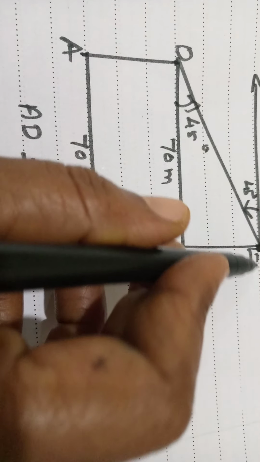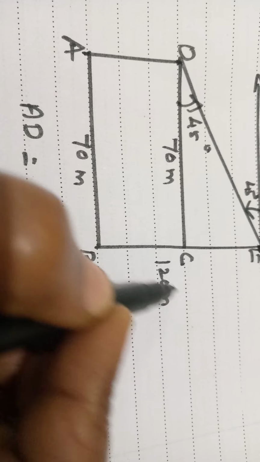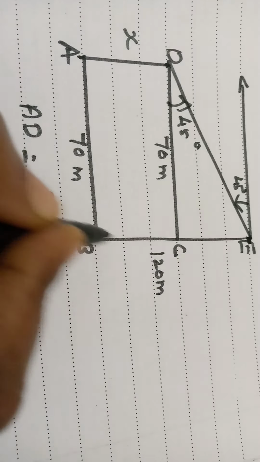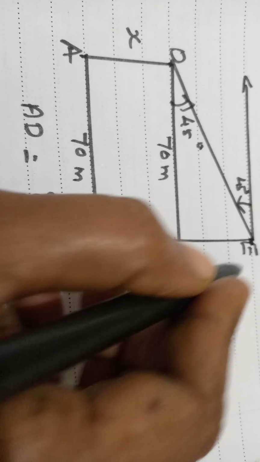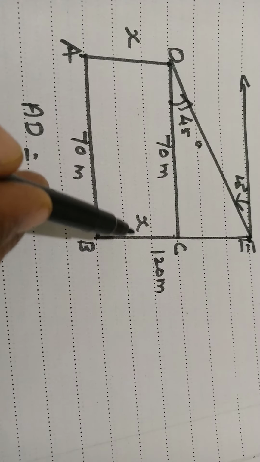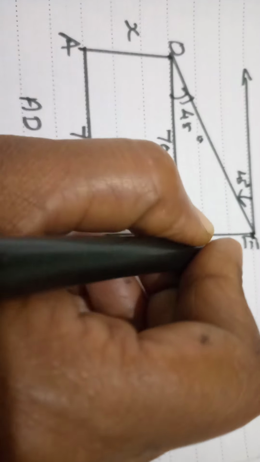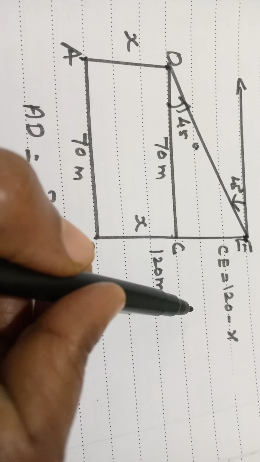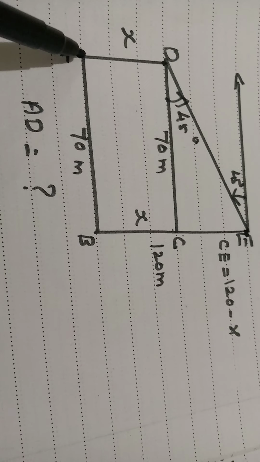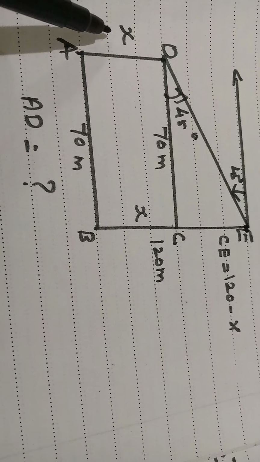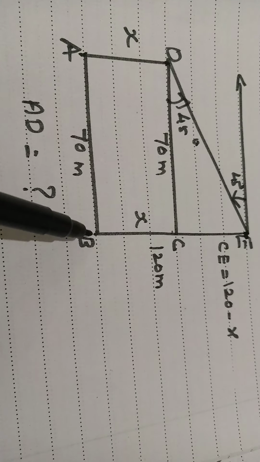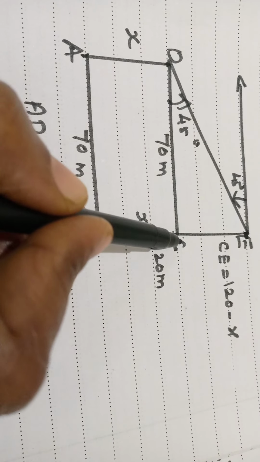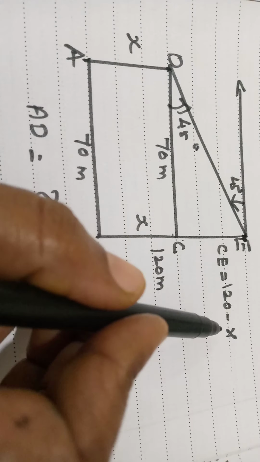Here this total height is 120. We have to find AD, so let us take AD as x. So this BC also will be x, since both distances are equal. This total is 120 and BC is x, so CE will be 120 minus x. Did you understand?